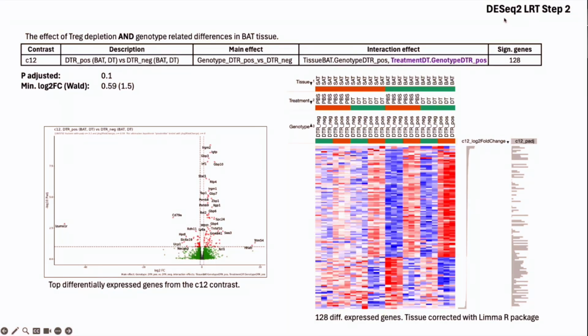This workflow also allows us to provide several contrasts, and then the heat map will include all of the genes that significantly changed in at least one of the contrasts. And also for each of the contrasts, we can show the volcano plot, MA plot, provide the TSV file with all of the genes, and so on.